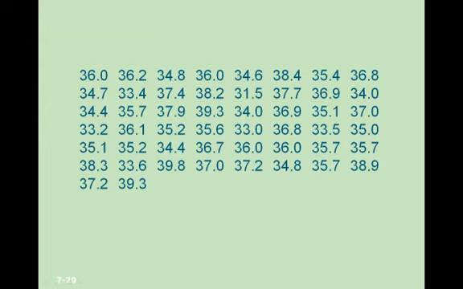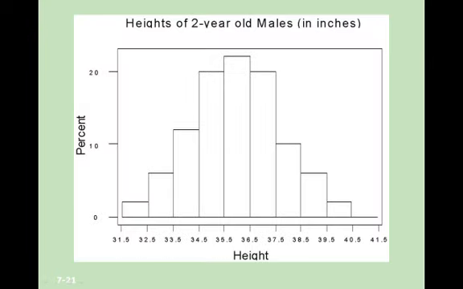So here we see our data, which is our heights of 52-year-old males. And here we see a histogram of that data. So the lower class limit of the first class was 31.5 with a class width of 1 each time. The height is on the horizontal and the percent of that occurring is the heights of the bars, and that is on the vertical.